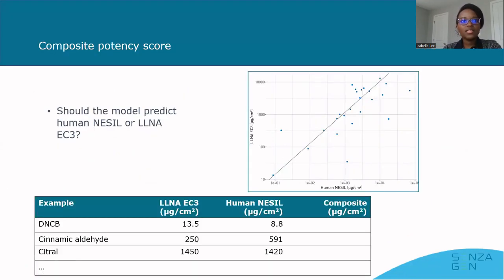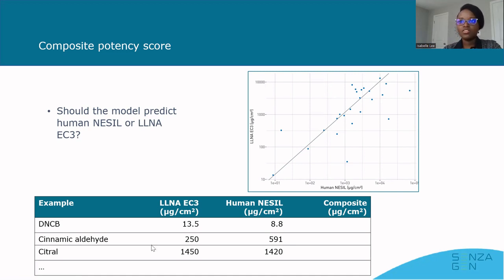But then the question comes up, should the model predict human NOEL or NESIL or the LLNA EC3? And so, for example, for cinnamaldehyde, these are the numbers you get in dose per unit area for the LLNA EC3 and the human NESIL. And you can see that both references are pretty much predicting the same thing. They're informing on the same phenomenon, which is the skin sensitization potency.